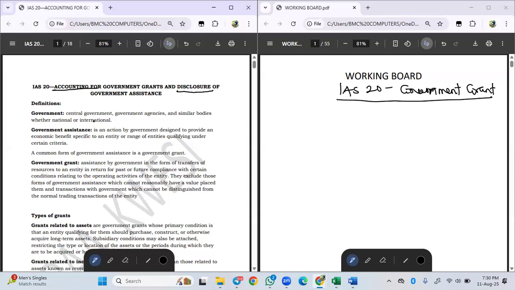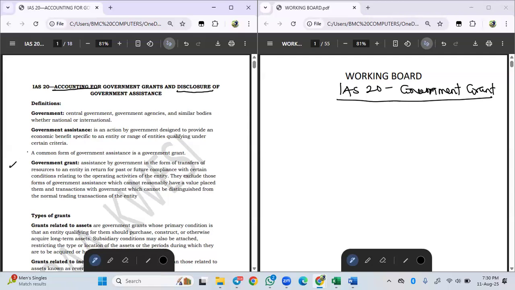We are saying government can talk about the central government, government agencies, the local government and all that, NGOs and all that. And also government assistance. This is an action by government designed to provide an economic benefit specific to an entity or range of entities qualifying under certain criteria.